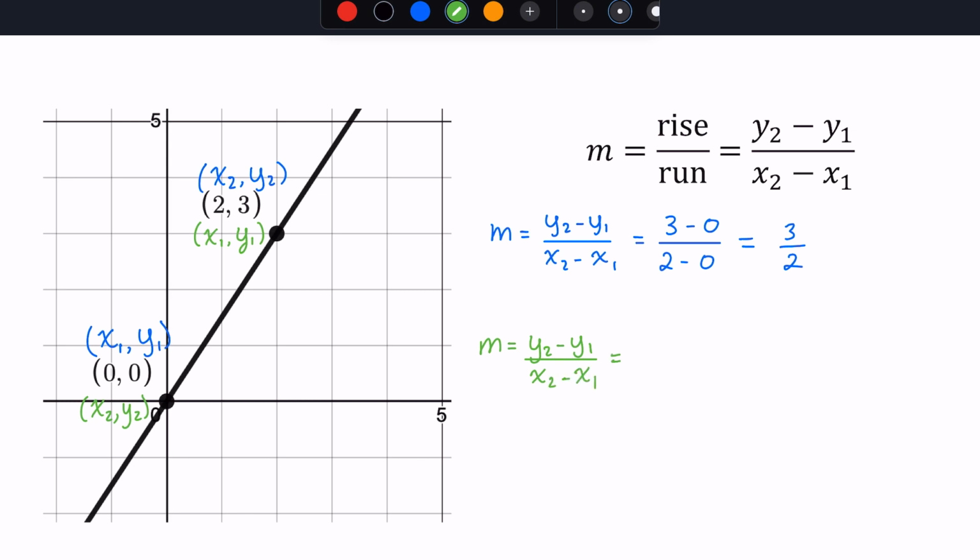I see y2 is now 0, and y1 is 3. x2 is 0, and x1 is 2. So that's negative 3 over negative 2, which is also still 3 over 2. So no, it doesn't matter which point you call point 1 and which point you call point 2. The slope you calculate would be the same either way.